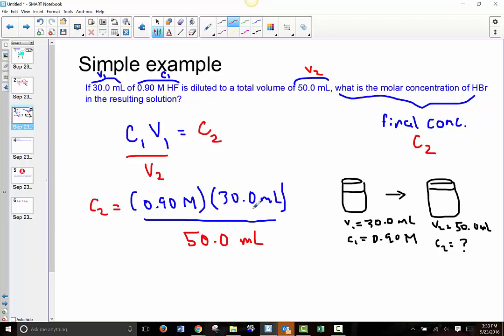As long as I'm consistent, I can't have one in liters and one in milliliters, but as long as they're the same, they're going to cancel, so it doesn't matter. So don't go to the extra effort of converting these volumes to liters. That is not a good use of your time.